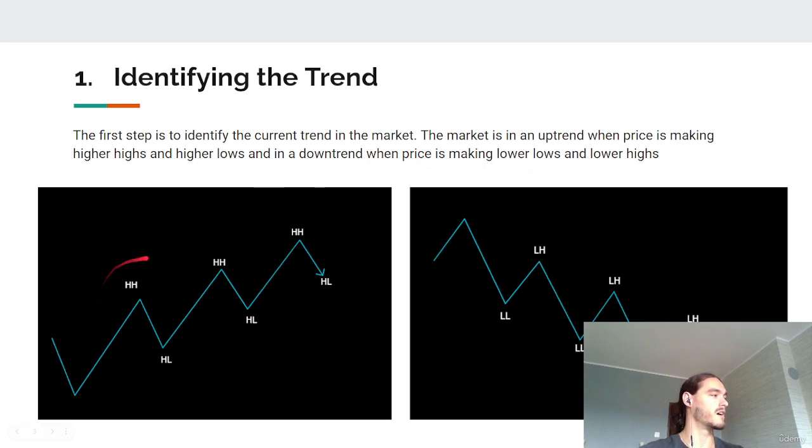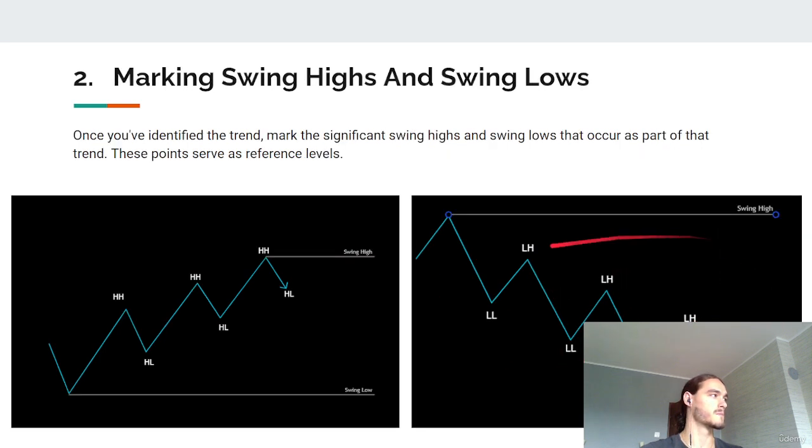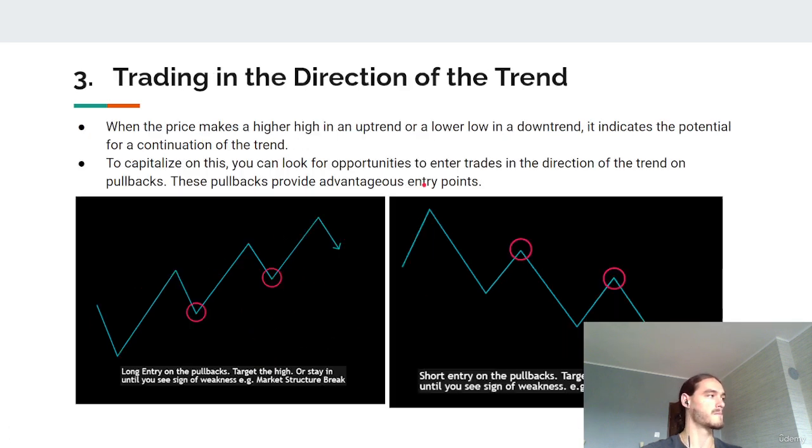So here we have higher high, higher low, a higher high. We are in a clear uptrend, and here we have a downtrend because we are making lower lows, lower highs, lower lows, lower highs. And once you have identified the trend, mark the significant swing highs and swing lows that occur as part of that trend. These points serve as reference levels. So you want to mark the swing low and swing high of the given trend.